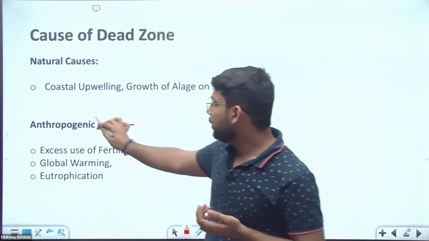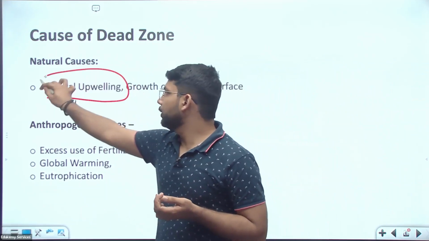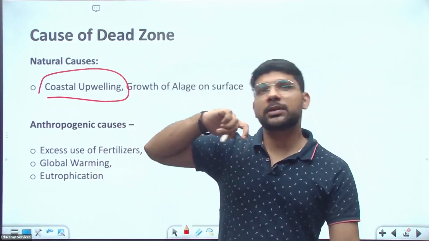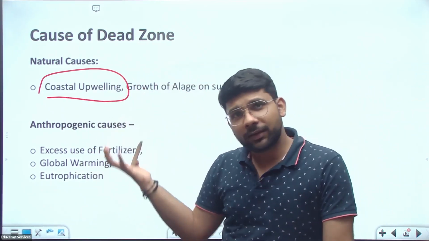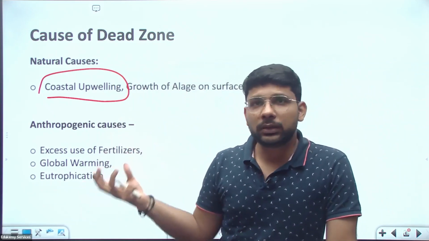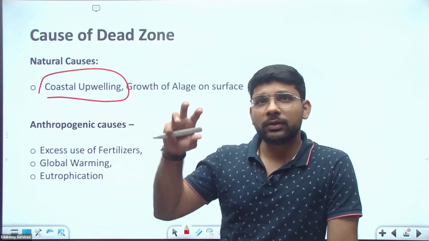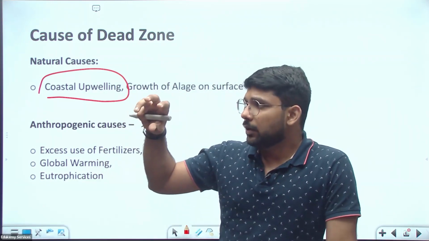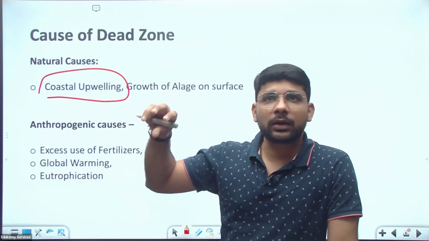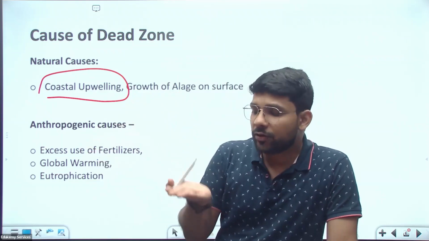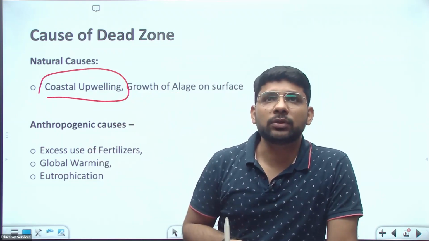Coastal upwelling. Due to the rotation of the earth, there is some gravitational force which leads to the upwelling of the water in the sea, which leads to the water with less dissolved oxygen going down and the water with high dissolved oxygen coming up to the sea surface.